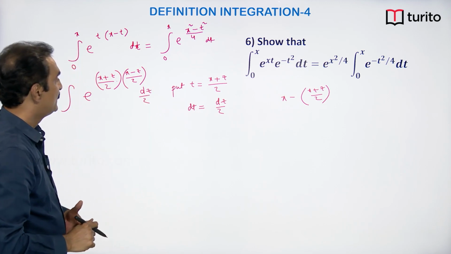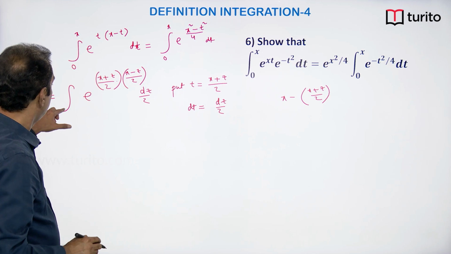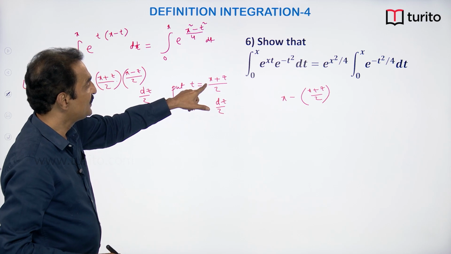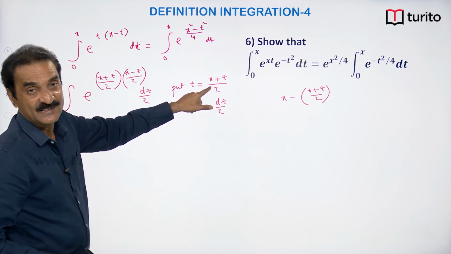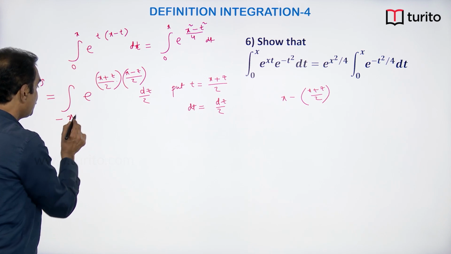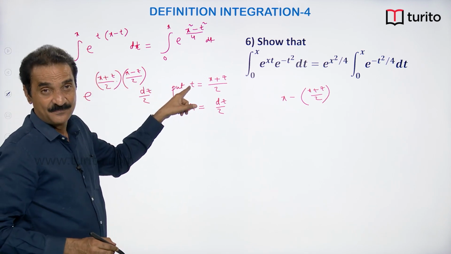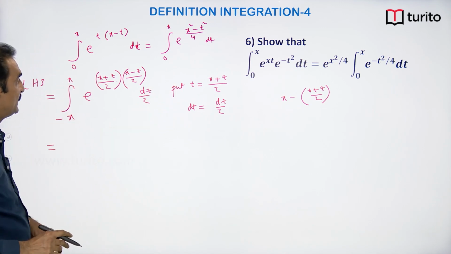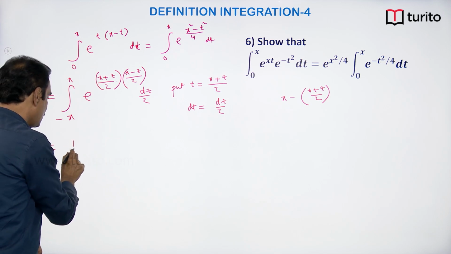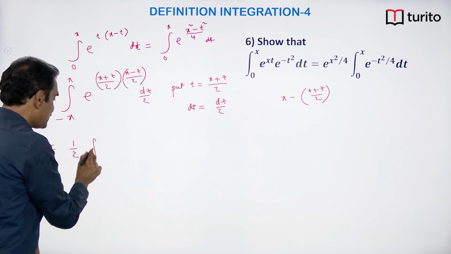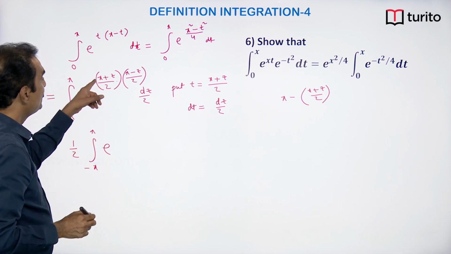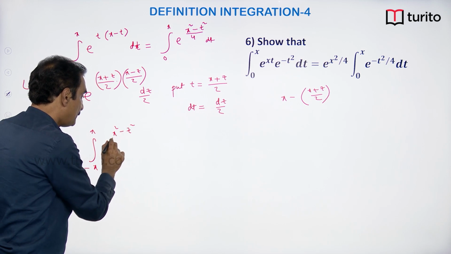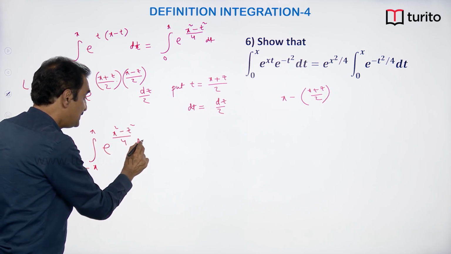Now what are the new limits? If you take t is equal to 0, what are you getting? z is equal to minus x. If you take t is equal to x, you will get z is equal to plus x. Now take half outside: half integral from minus x to plus x e power (x square minus z square) by 4 dz.